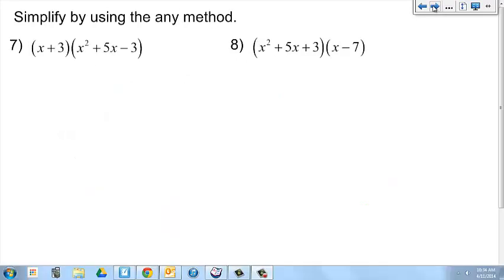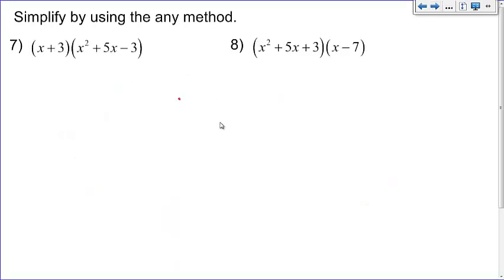All right, let's take a look at the last two questions. Now these say solve by any method. We do run into something here though. Notice that in this case, x squared plus 5x minus 3, we have a trinomial, a quadratic trinomial. We can't use the FOIL method. With a trinomial, we'd have to choose between our distributive method or the table method. So I'll use the distributive method on 7 and the table method on 8 so you can see how those two would compare.